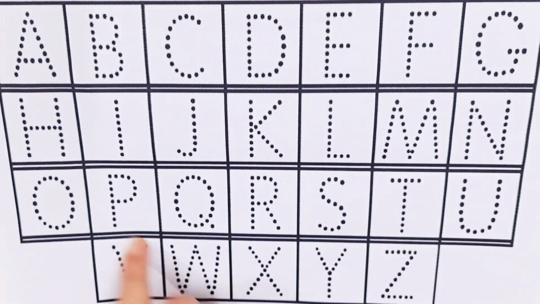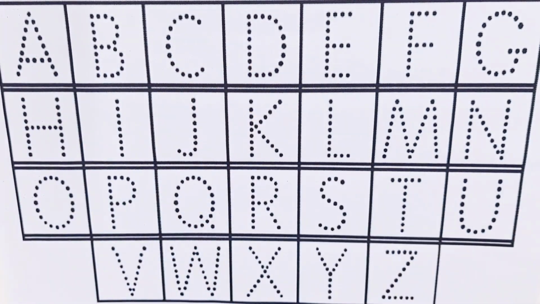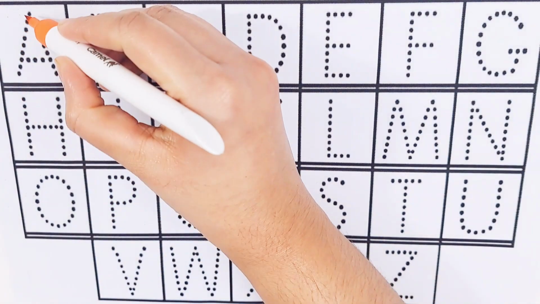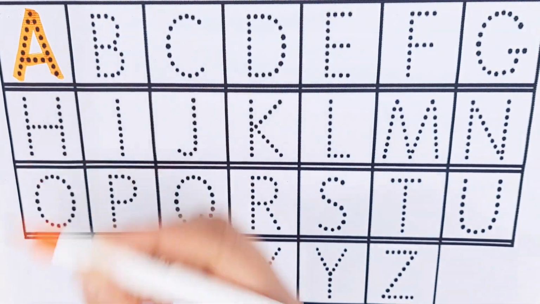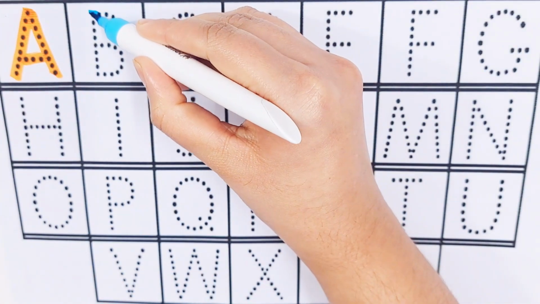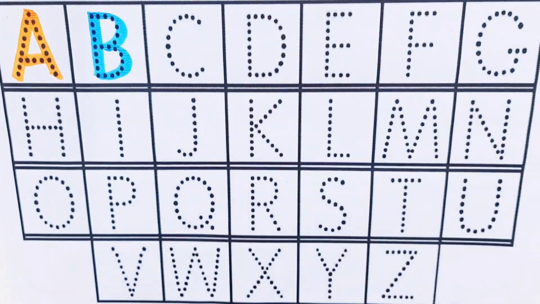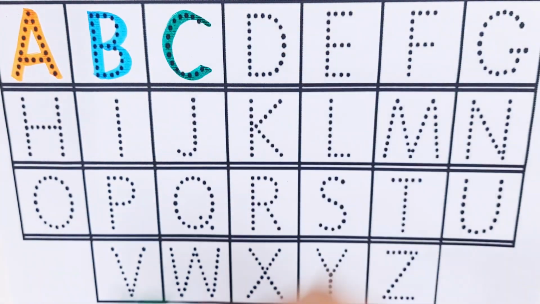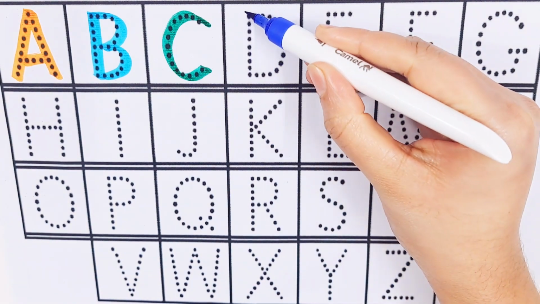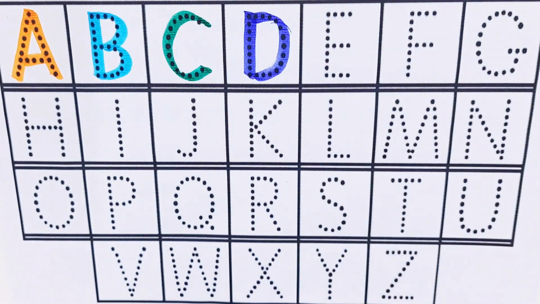Let's try to learn some alphabets. A, B, C, D. A for arrow. B for bus. C for cow. D for dress.